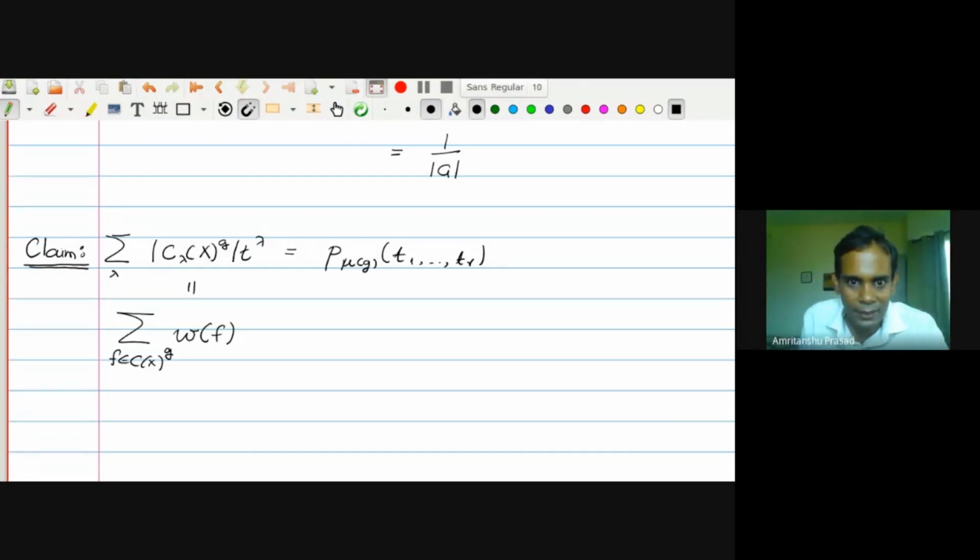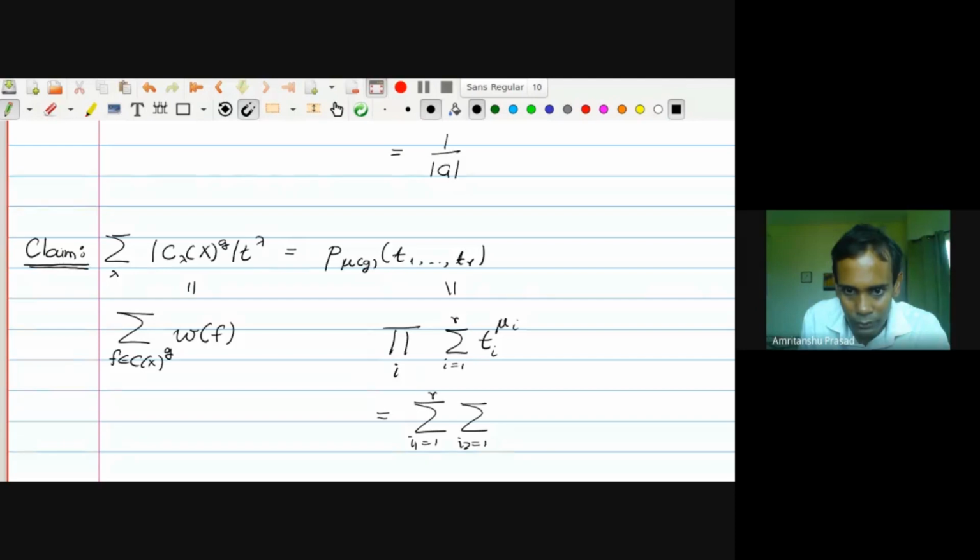So what you do is you take this right hand side. So this is the product P T1 plus the product over i of the summation of Ti raised to the power mu i, and you use distributivity, then you can write this as the sum where i1 goes from 1 to R, i2 goes from 1 to R, up to im goes from 1 to R, of the product over j from 1 to m of T_ij to the power mu i.